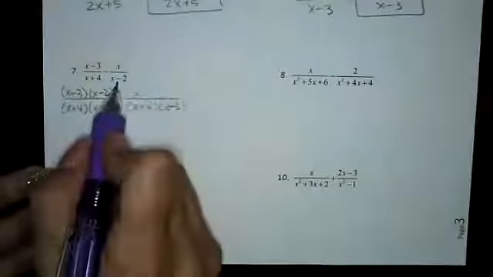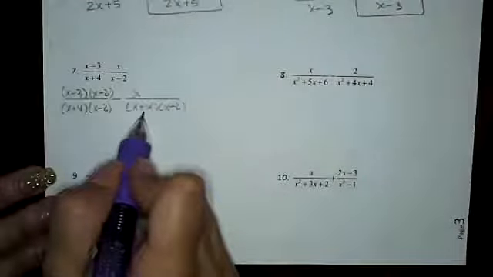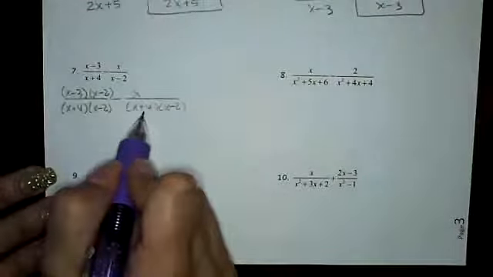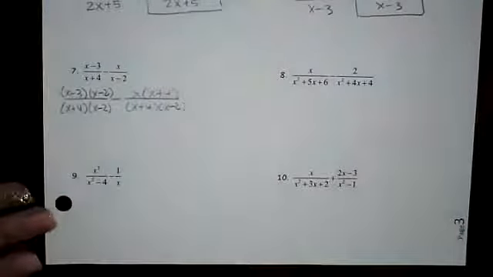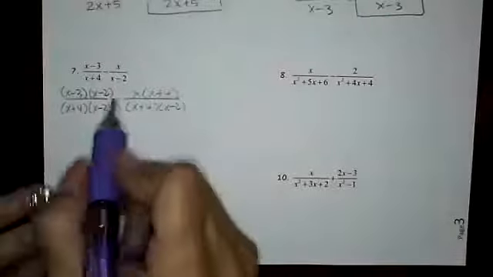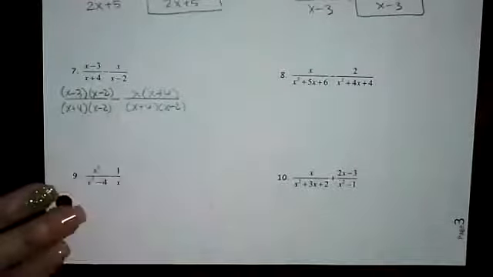For the second one, to get from this denominator to this new denominator, I multiply times x plus 4. Whatever I do to the bottom, I need to do the top, so I'm not changing the value of the equation. Now, before we can subtract, we'll have to FOIL these out or distribute.